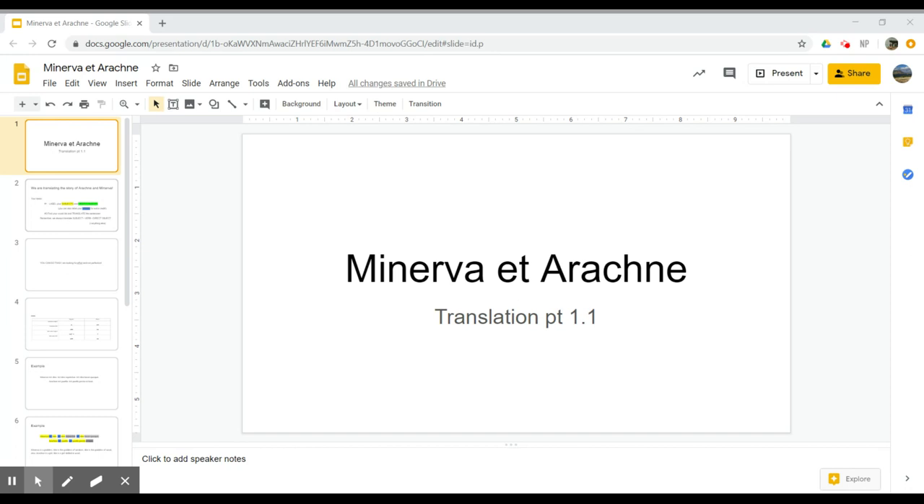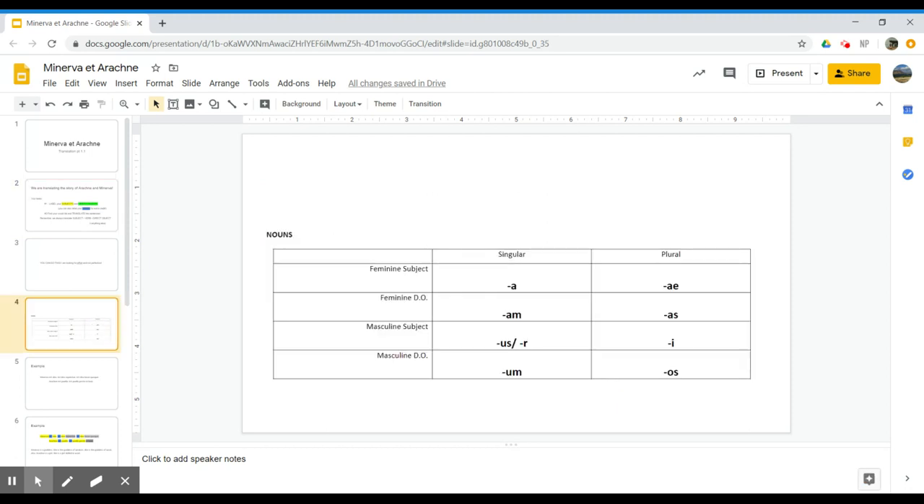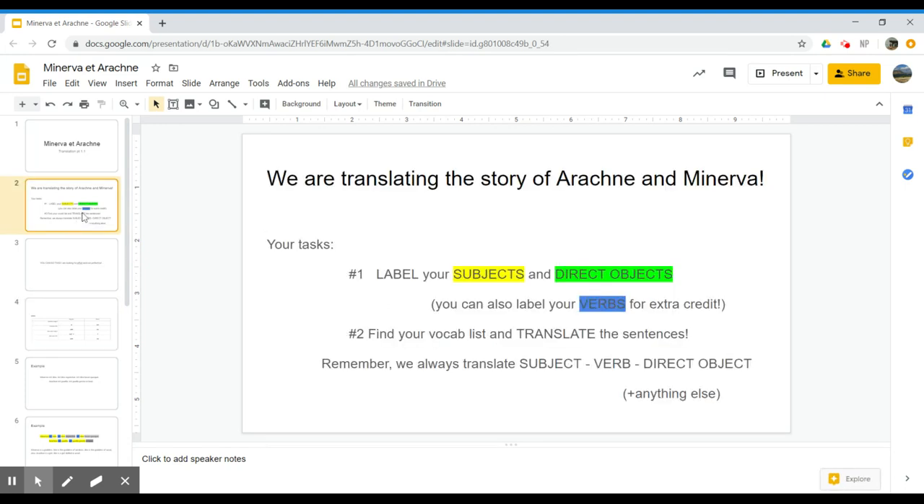And most of your credit today is not going to be based on the translation. It's going to be based on labeling, which I know that you can do. We are going to label our subjects and direct objects. I'm going to come back to this slide in just one quick second, okay? But I want to click ahead here and show you that I've included the chart, the same one we were working with last week, right? We've got our subjects here, right here and right here. We've got our direct objects here and here. So when you see those endings, I want you to label your subjects. I think it's easiest to highlight, and I'd like you to highlight subjects yellow and highlight direct objects green.